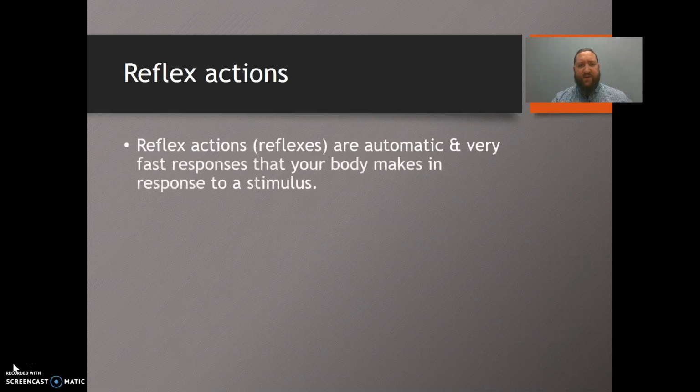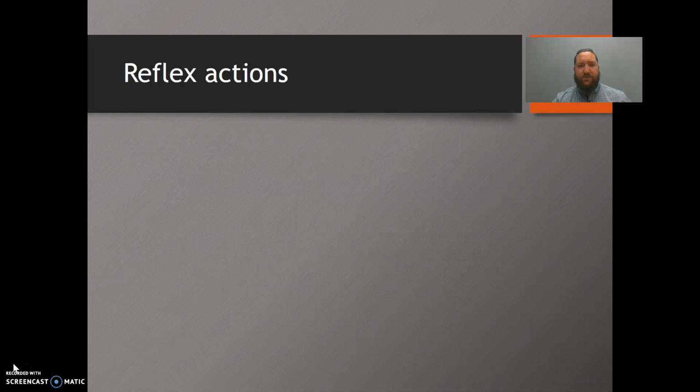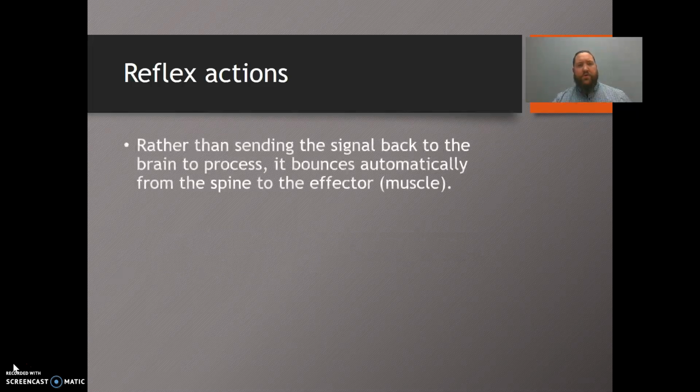A reflex or reflex action is an automatic thing that your body does, very fast, as a way that your body can respond to a certain stimulus. So your sense receptors pick up a stimulus, and they send the message towards your spinal cord through the sensory neurons. Normally that signal would be sent to your brain. The brain would process that, make a decision on the correct action, send the information back through the relay neurons and the motor neurons to your effectors, and then your body would do whatever it is the brain had told it to.